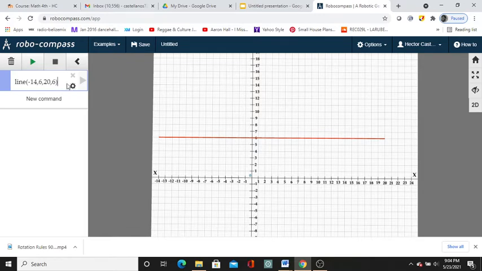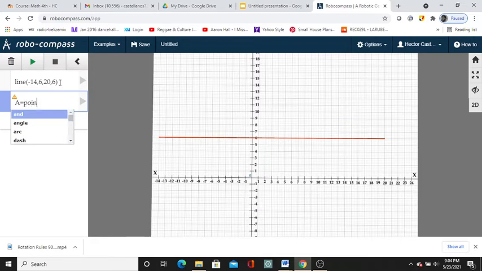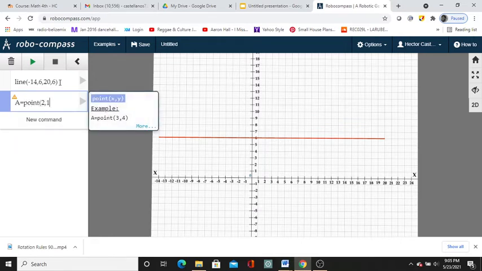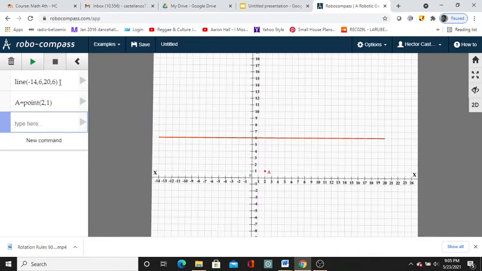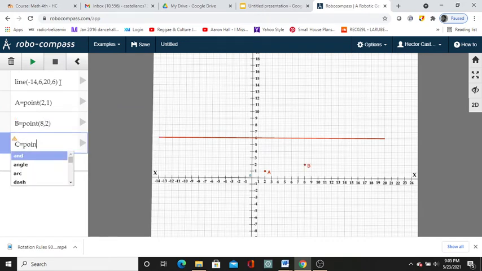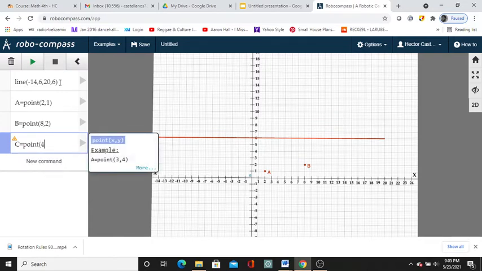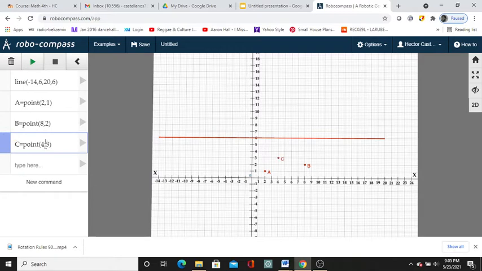So my first point will be A, which equals the point 2 and 1. B will be the point 8 and 2. C will be the point given by 4 and 3. So those are my 3 points, and I'm going to be reflecting. Sorry, there's supposed to be a comma right there, and so we have those 3 points plotted.